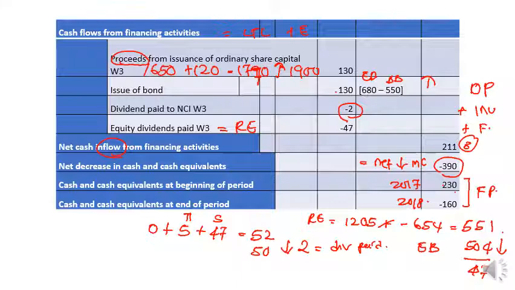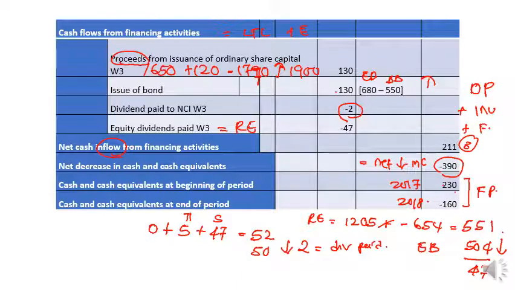Okay, the next one you have is the issue of bonds. For the issue of bonds here, the only thing we know is the difference between the beginning balance that you have and the ending balance. When this is an increase, it means that you received some cash, so you need to add 130.